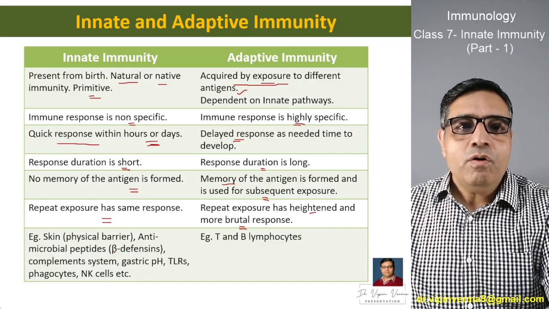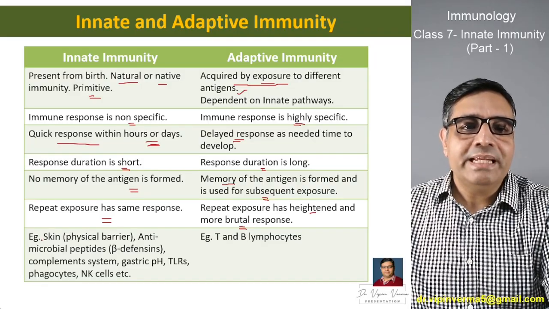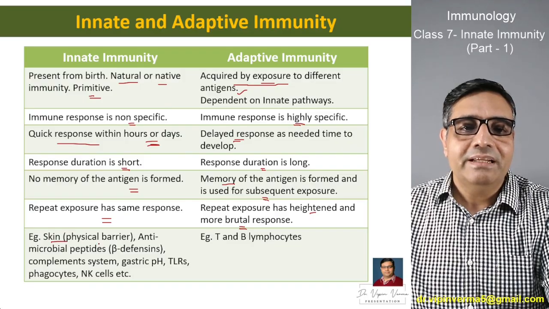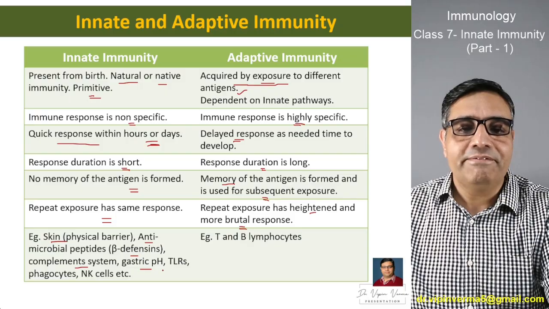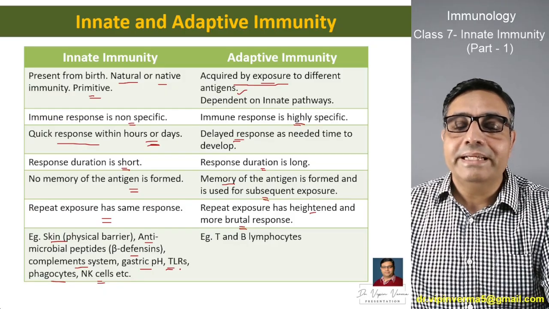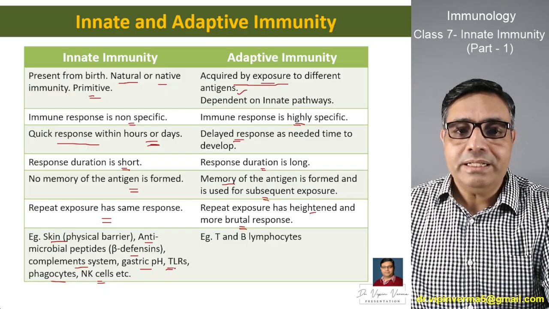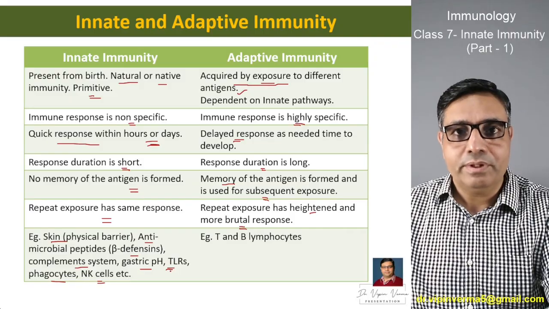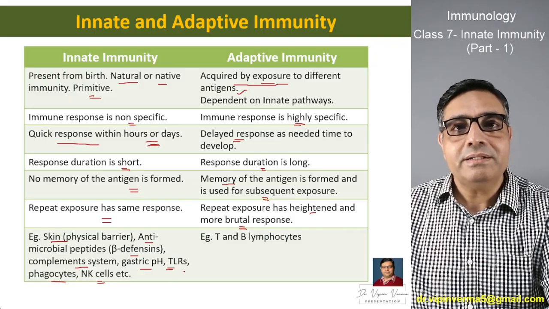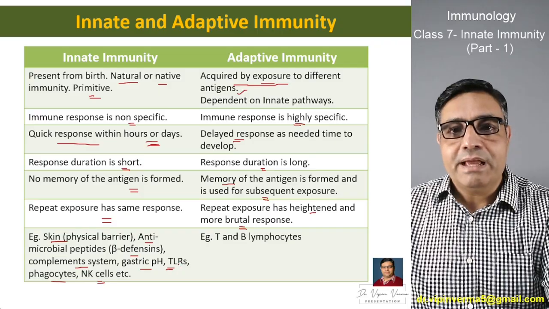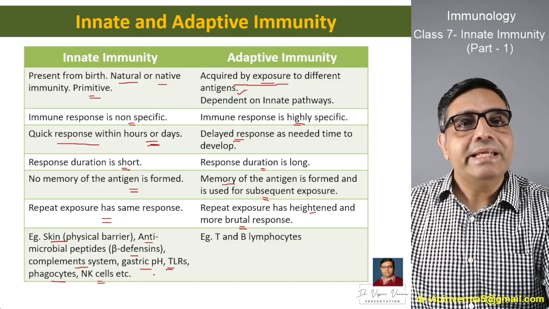Okay, now these are some of the examples of the innate immunity. For example, we have skin as a physical barrier. Then we have the antimicrobial peptides like beta defensins. Then we have the complement systems. We have gastric pH. We have TLRs, phagocytes, NK cells, etc. Now TLRs we are going to discuss in detail in today's class only. So TLRs are toll-like receptors, and these are a kind of PRRs, and we will see them. So these are some of the examples of the innate immunity.